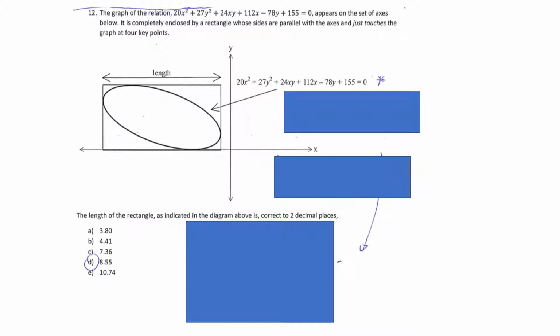So it's not something you'd be expected to know, but when you whack it into your CAS, you could actually see it for yourself. There it is. Now what we're told is it's enclosed by a rectangle whose sides are parallel with the axes and just touches the graph at 4 key points. Okay, so what does that mean?